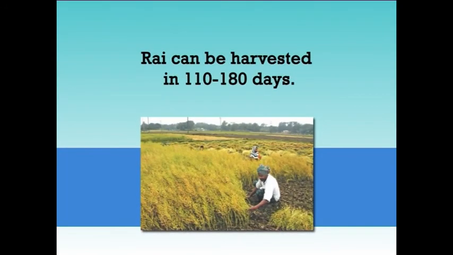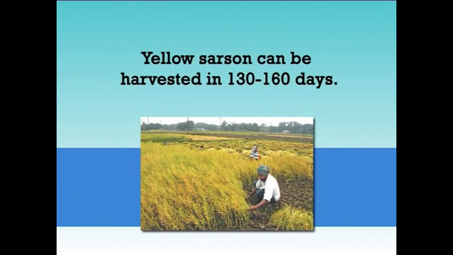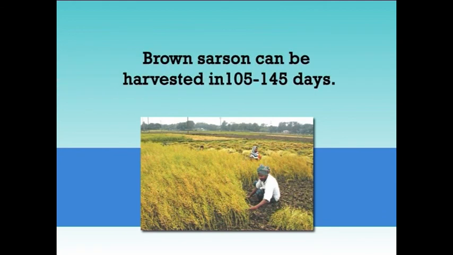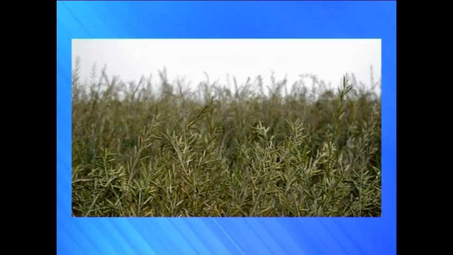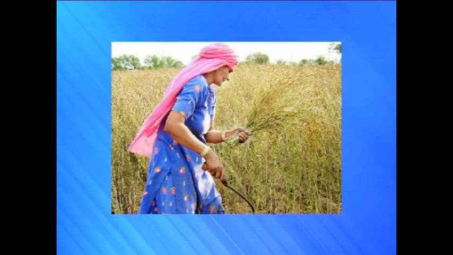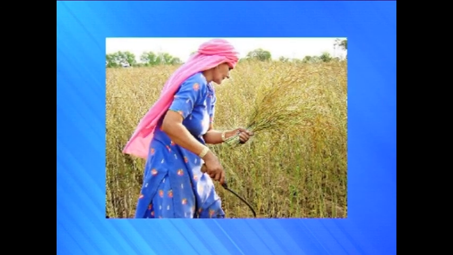Let's discuss the harvesting and threshing process of this crop, including storage. Rye can be harvested 110 to 180 days after sowing, yellow sarson 130 to 160 days, and brown sarson 105 to 145 days after sowing. When the crop is ripe, the leaves become yellow. The plants are uprooted or harvested with the help of sickles.